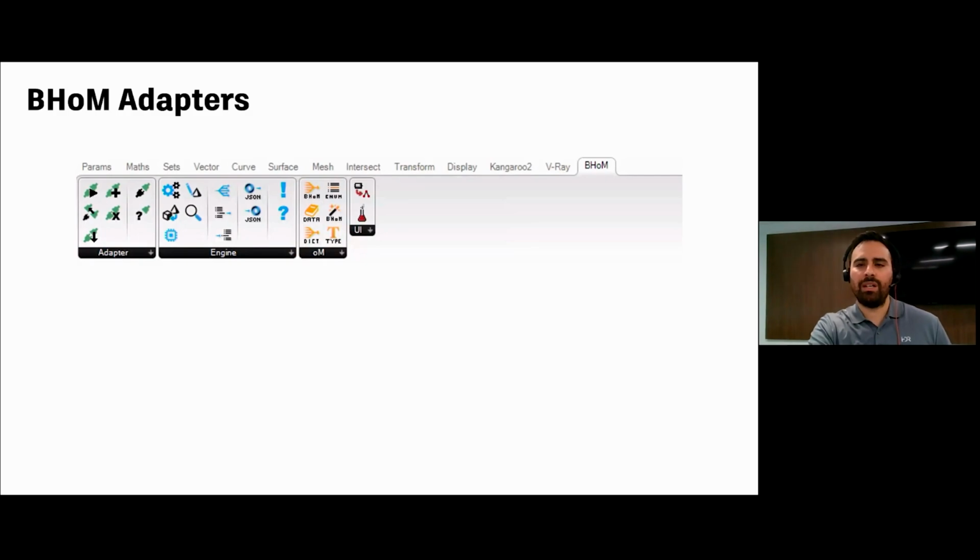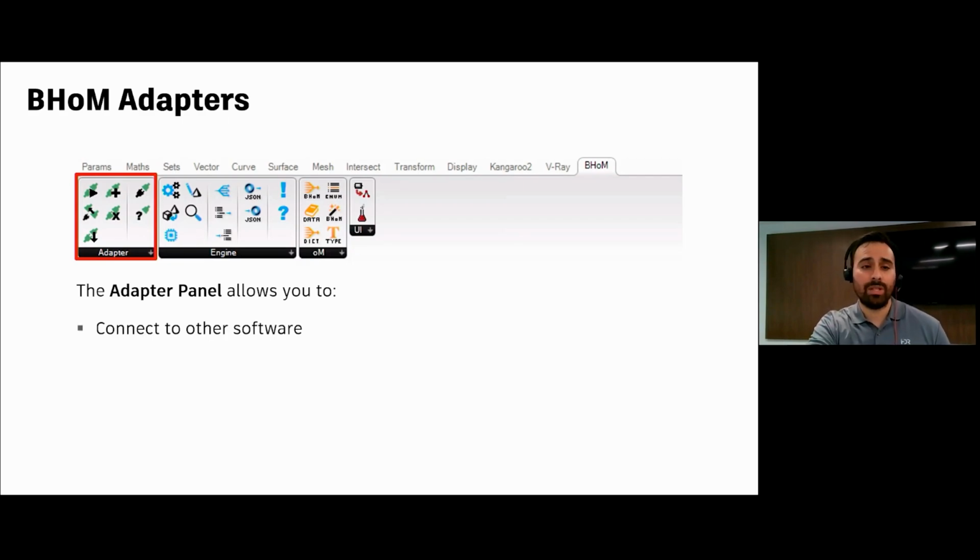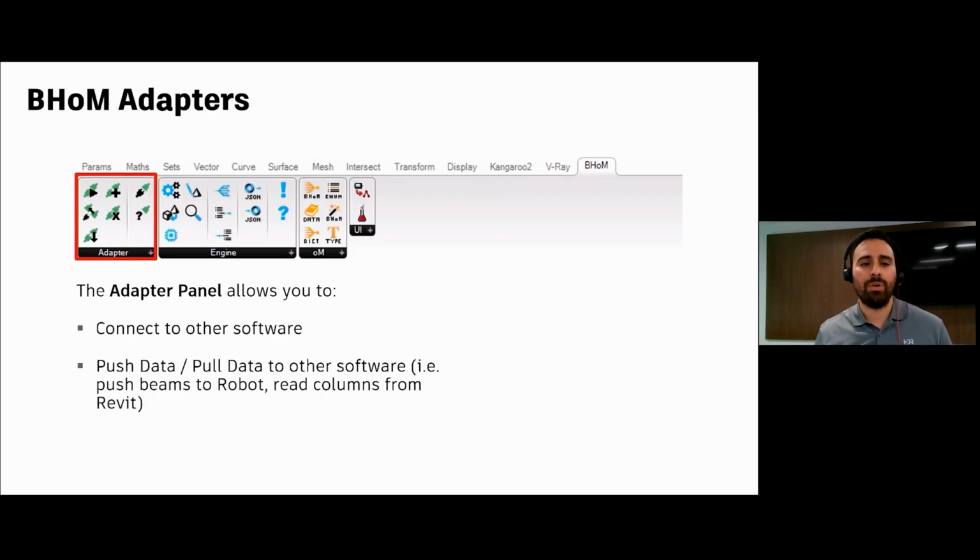So just a little bit breaking down the BHoM toolbar. We're in Grasshopper right now, and it's the same all the way across. First, we're going to look at the adapter panel. This adapter panel allows you to do a few different things. You're going to use it to connect to other software, so it's the starting point on where to go. You're going to push data, you're going to pull data, and we'll get to some specific examples on how to do that. You can also execute commands, so you can actually run analysis, which is really powerful from the adapter components.